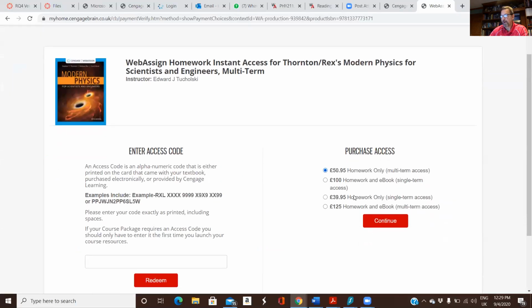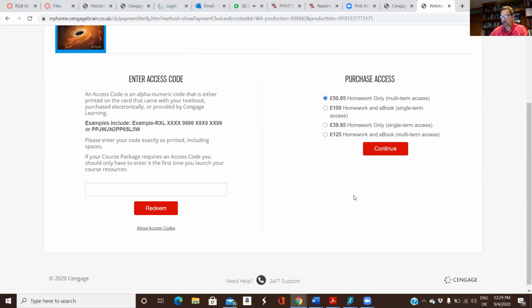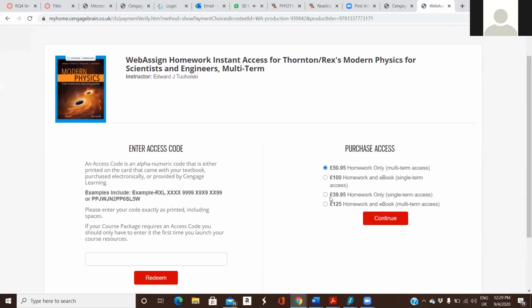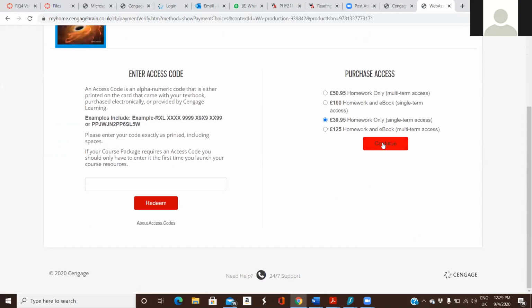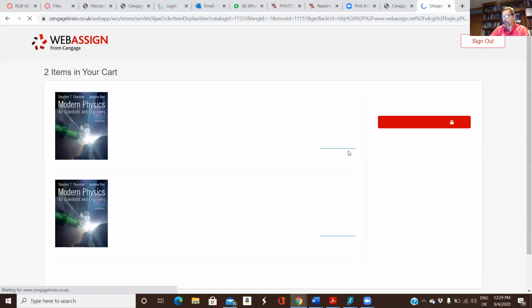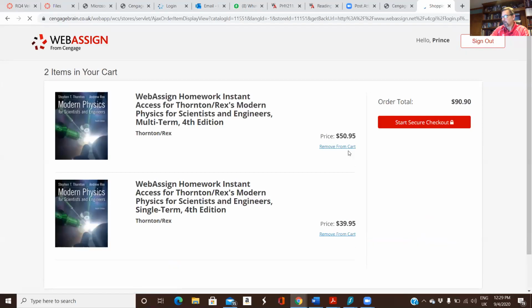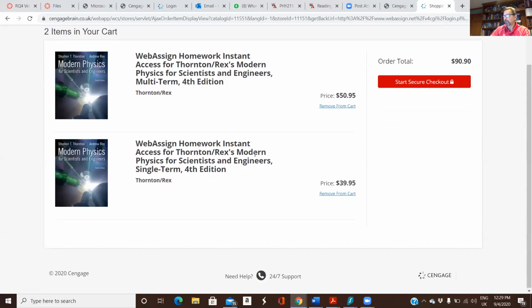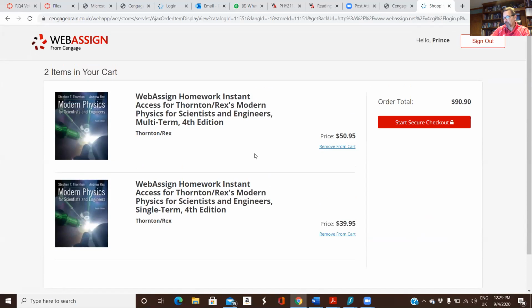Okay, did you already buy the access code from the bookstore? No. I tried to do it here with the homework only access, but it doesn't quite go through. Okay, go ahead. That is probably the cheapest way, I'll bet. And you don't need both of them. Let's see. Hang on a second. You want the bottom one because it's single term. So remove that one.